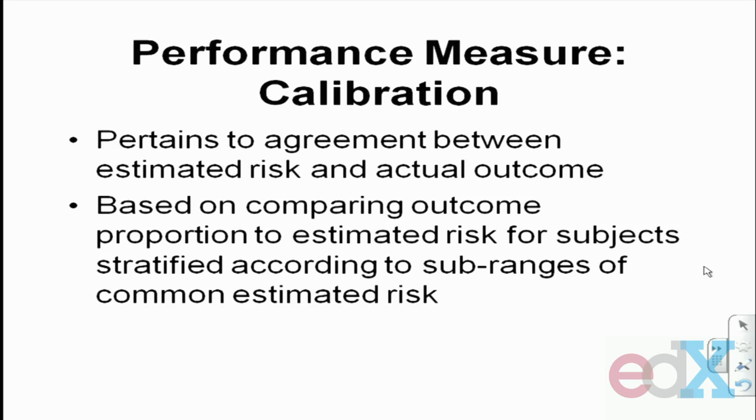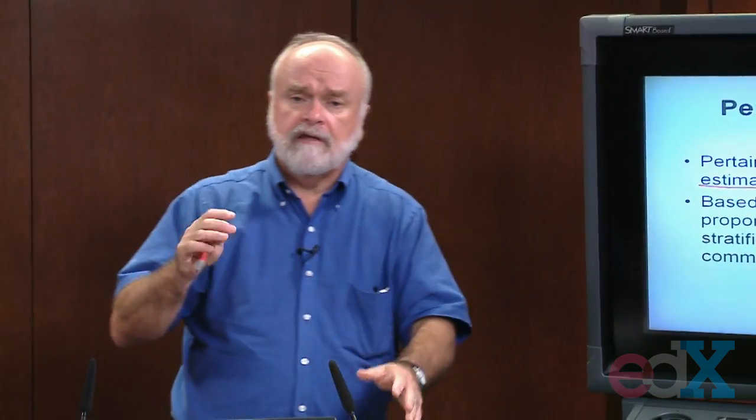Well, first, what do I mean by calibration? Calibration refers to the agreement between what the model predicts, which is an estimated risk, and what the actual outcome is. So let's think about that for a minute. Let's suppose we go back to that mortality prediction model, the one that we had in the previous example. I took a 50-year-old person, blood pressure 120, ran that person's risk factor profile through the model, and ended up saying that person's risk is 6%.